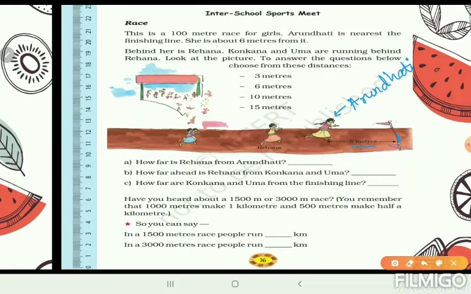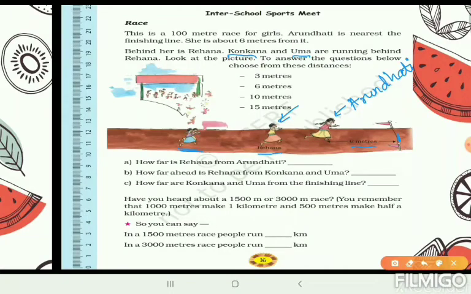Behind her is Rihanna. Konkana and Uma are running behind Rihanna. These two girls, they are Konkana and Uma, are running behind Rihanna. Look at the picture. To answer the questions below, choose from these distances. Now let's see the first question.